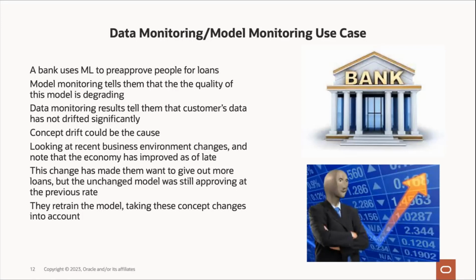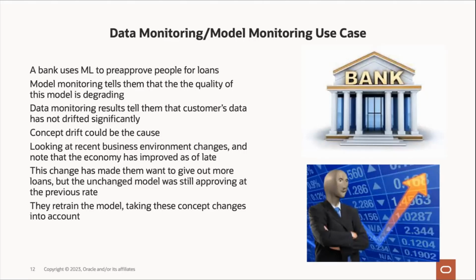They first go to the data monitoring results, and those results tell them that the customer's data hasn't really drifted. So this company then looks to concept drift to try to understand the cause. So they think about the recent business environment changes, what might cause this concept to change of who is somebody that is good for a loan. And they note that the economy has improved as of late in this situation. So taking that into account, the bank's strategy has changed to approve more people for loans than they would before. But their machine learning model is still trained with the previous information in mind, and therefore is not approving as many people as the bank would like.